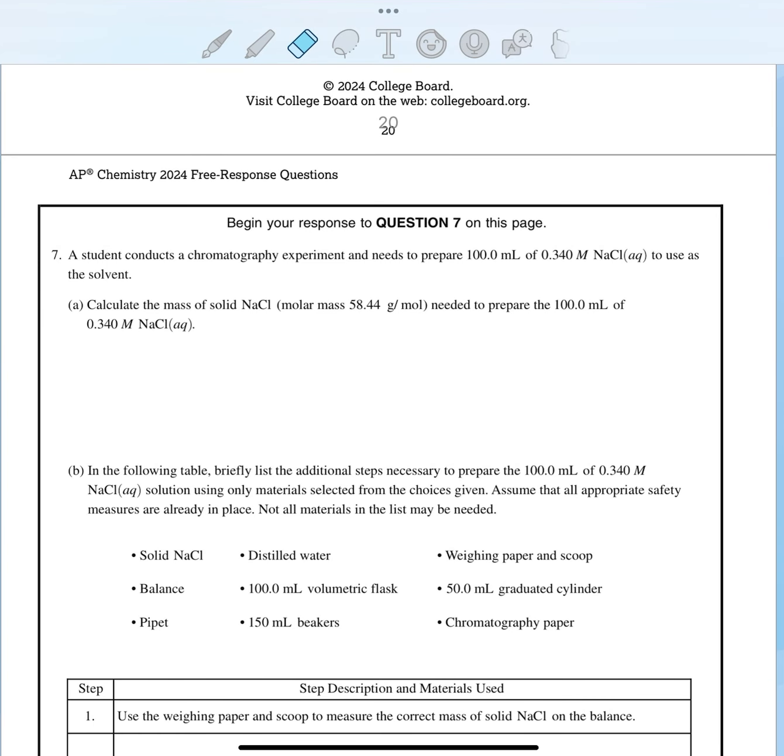Question 7 is a chromatography experiment where we are preparing 100 milliliters of a 0.340 moles per liter sodium chloride aqueous solution to use as our solvent. Calculate the mass of solid sodium chloride needed to prepare 100 milliliters of the 0.340 moles per liter solution.